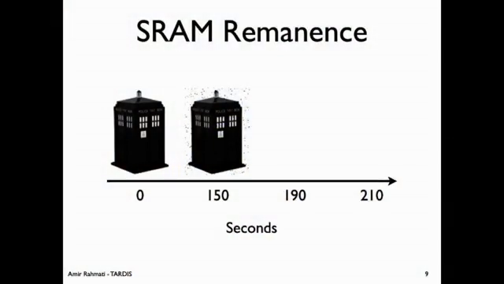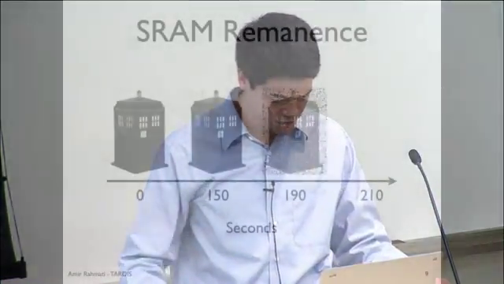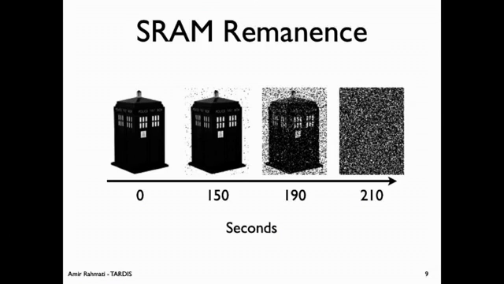But after 150 seconds, you can see there's a little bit of pixelation. The memory is starting to degrade. Again, we powered it off, we powered it back on. The TARDIS was still there, but it was beginning to dematerialize. At 190 seconds, you get some significant degradation of the image. And at 210 seconds, it looks, to me, almost statistically random.